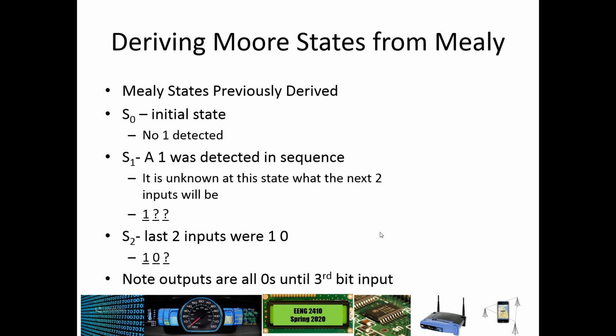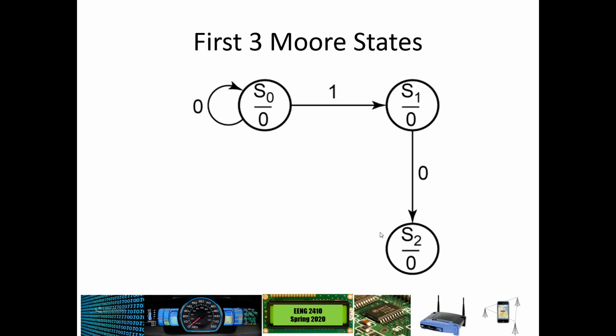Remember, S0 means that we haven't yet detected a 1. S1 means that a 1 was detected. We don't know if the next 2 bits are going to be 0 and 1 or not, but we're at least 1 bit in. And S2 indicates that the last 2 inputs were 1 and 0. All of these states output a 0 until we get the 3rd bit in. So in fact, we can start with these 3 states.